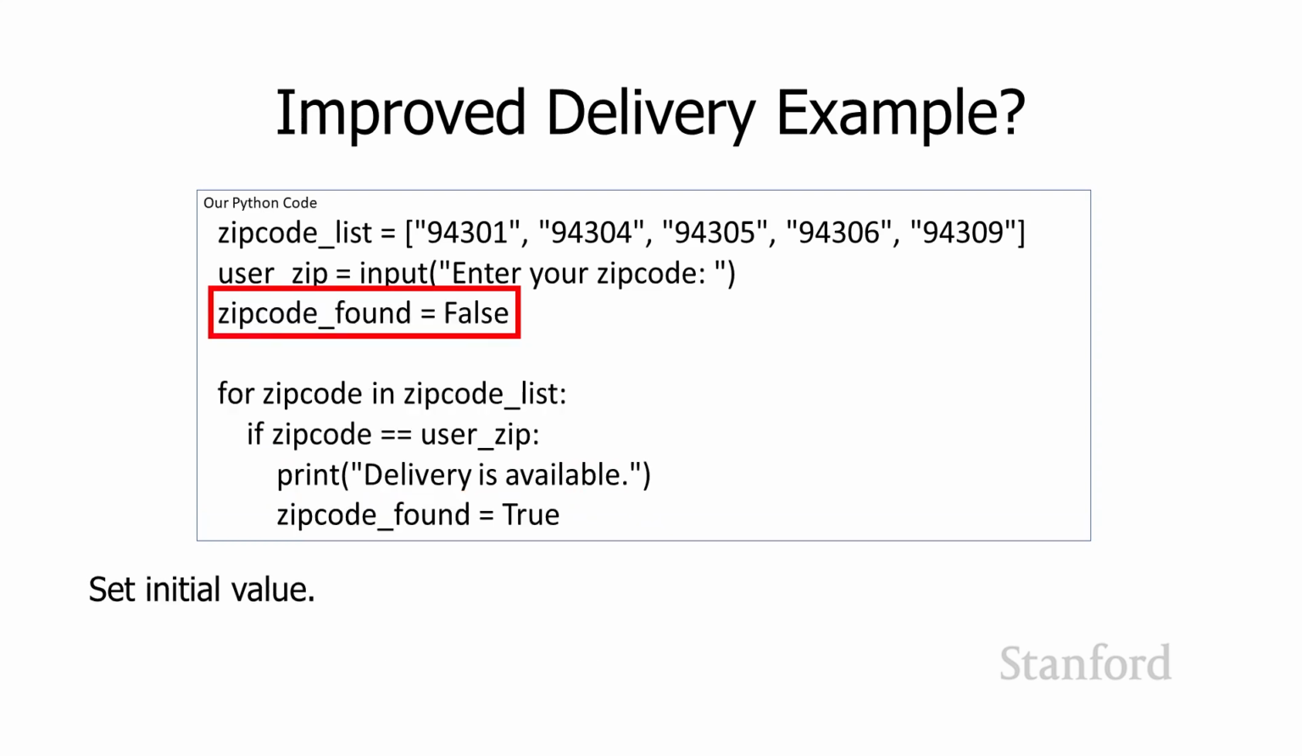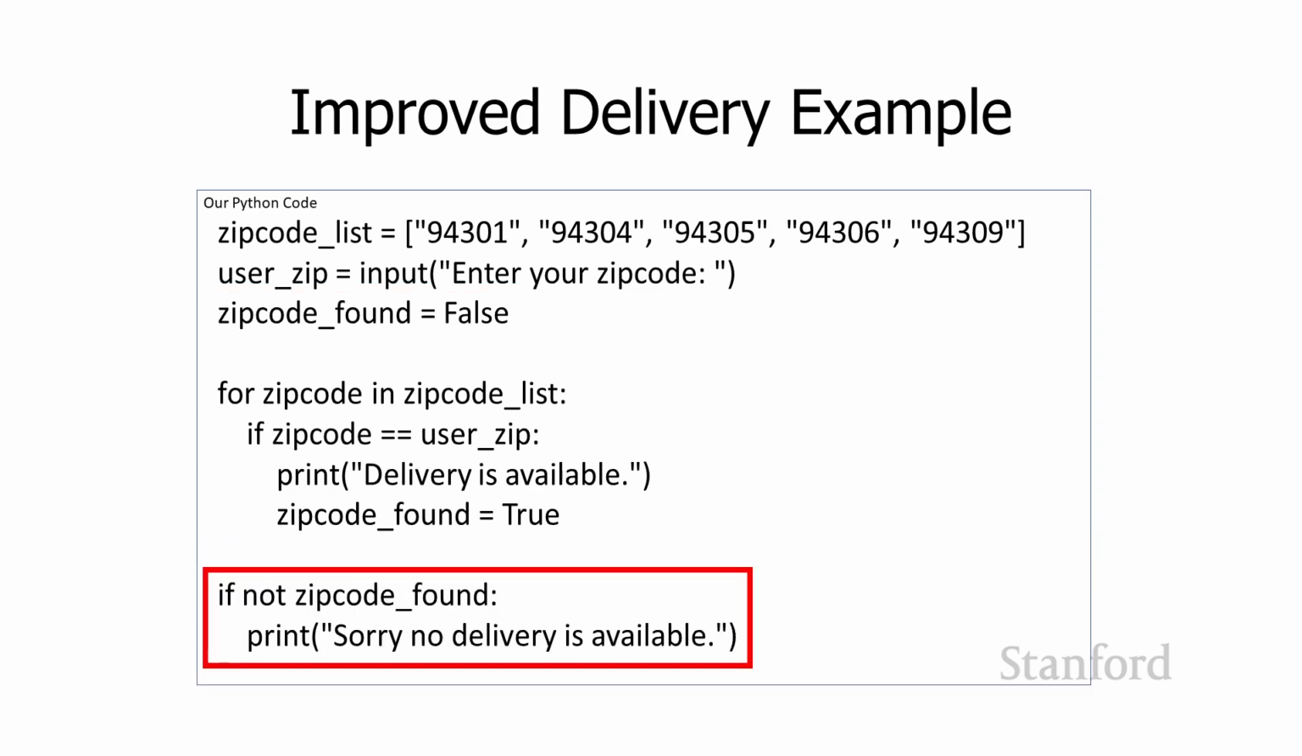The way we're going to do this is we're going to set zip code found to false initially before we start our for loop. Then as we go through the for loop, if we happen to run into the zip code, that's great. We'll print that delivery is available, and at the same time, we will reset the variable zip code found, which is initially false. We'll say, okay, that was set to false before, but now it's true because we found your zip code. Okay, so that's pretty much it.